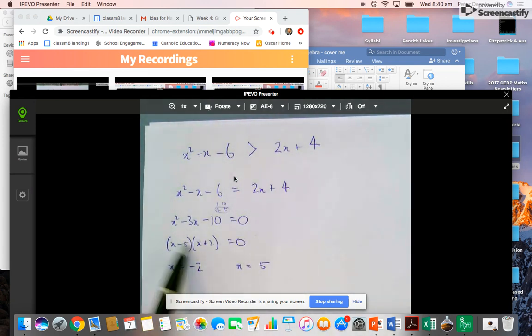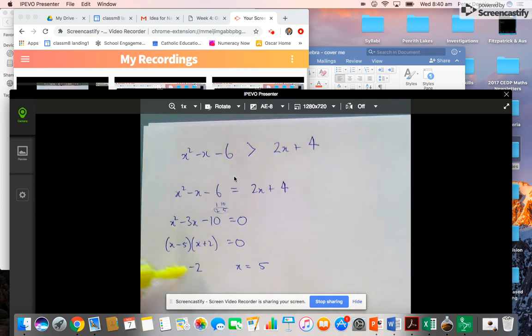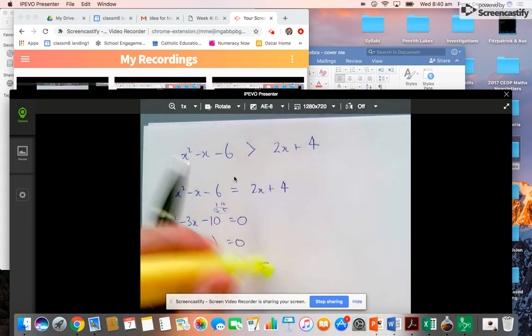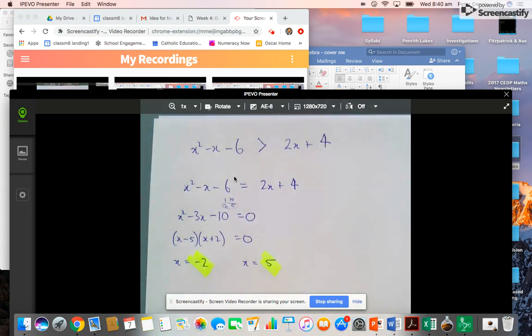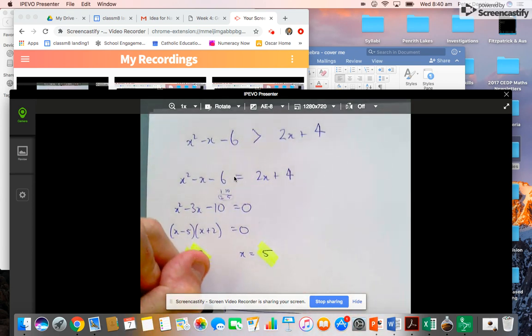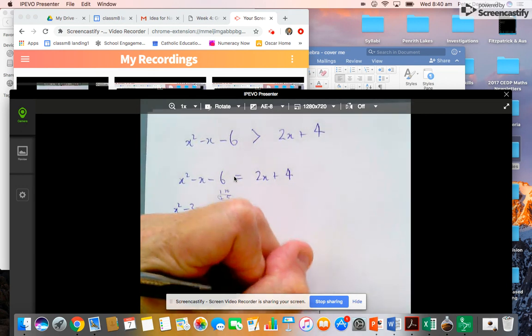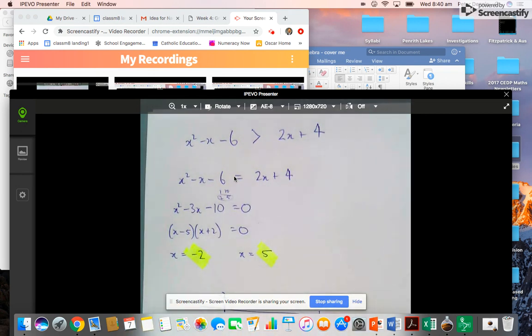When is this one 0? When x is 5, because 5 minus 5 is 0. And this is minus 2. So these are what I call our critical values. This is when they are equal. And now I'm just going to test points. So I know they are equal at minus 2 and 5. So I'm going to test some points.